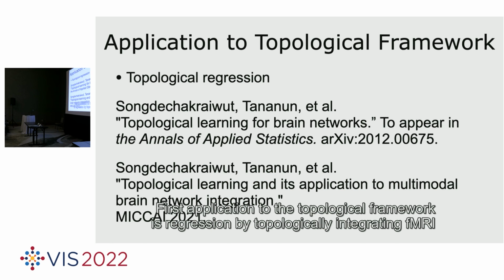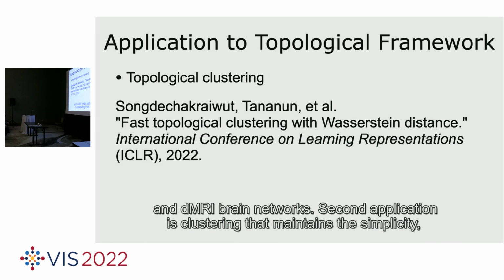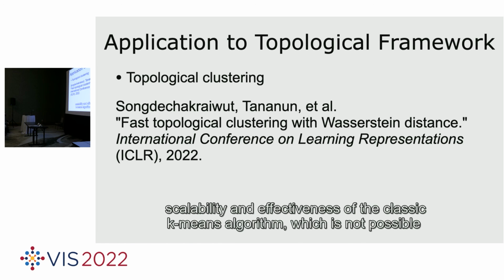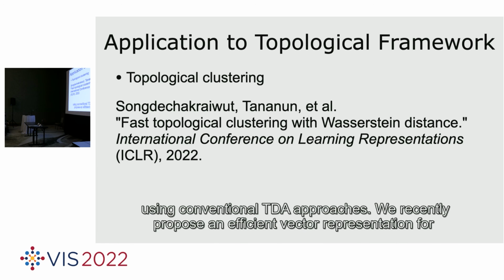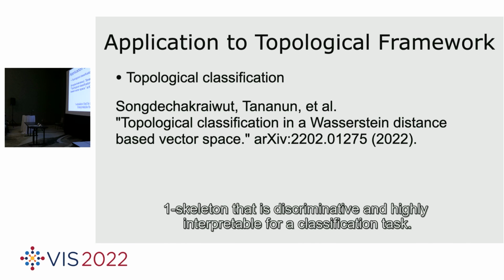The first application of the topological framework is regression, by topologically integrating fMRI and dMRI brain networks. The second application is clustering, to maintain the simplicity, scalability, and effectiveness of the classic k-means algorithm, which is not possible using conventional TDA approaches. We recently proposed an efficient vector representation for one-skeletons that is discriminative and highly interpretable for classification tasks.